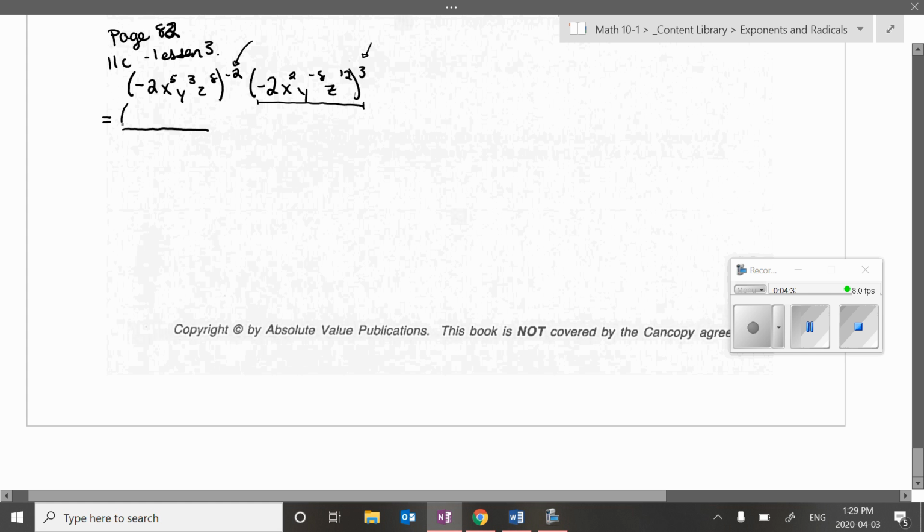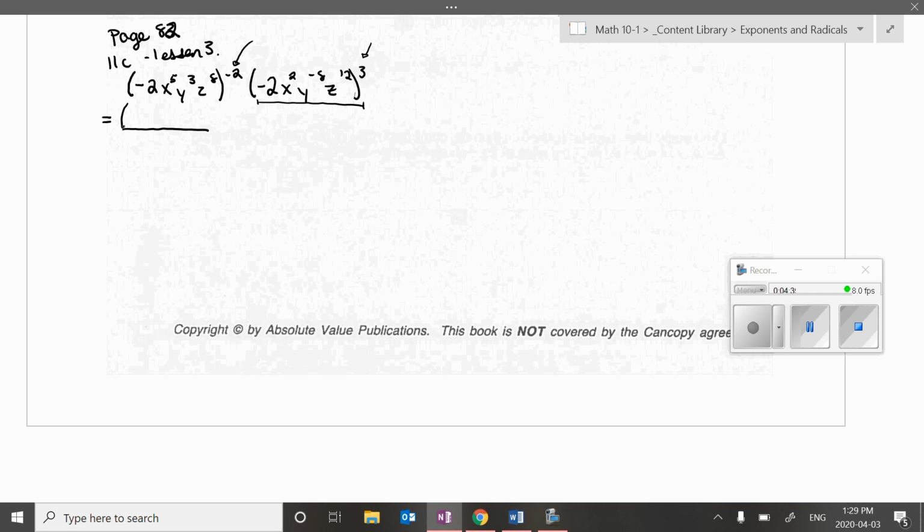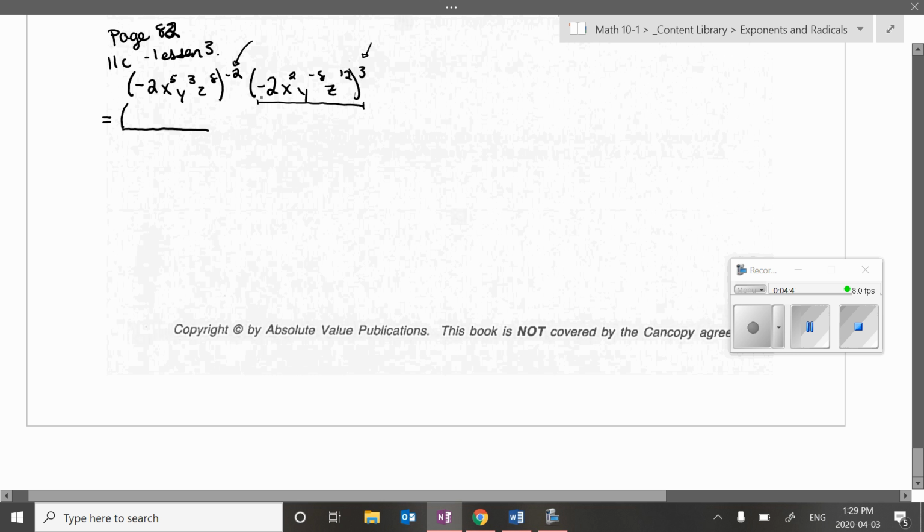So I'm going to start off by multiplying that 3 in, or applying that 3 exponent into that one. So -2 cubed gives me -8. 2 times 3 gives me x to the power of 6. -8 times 3 gives me -24. 12 times 3 gives me z to the power of 36.